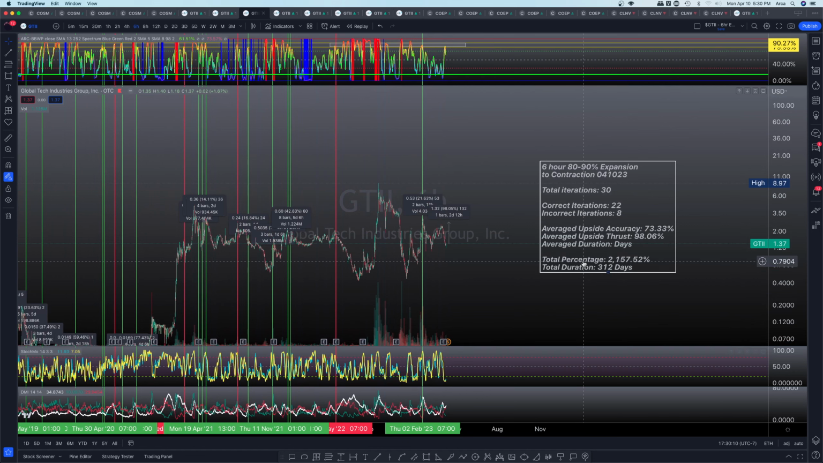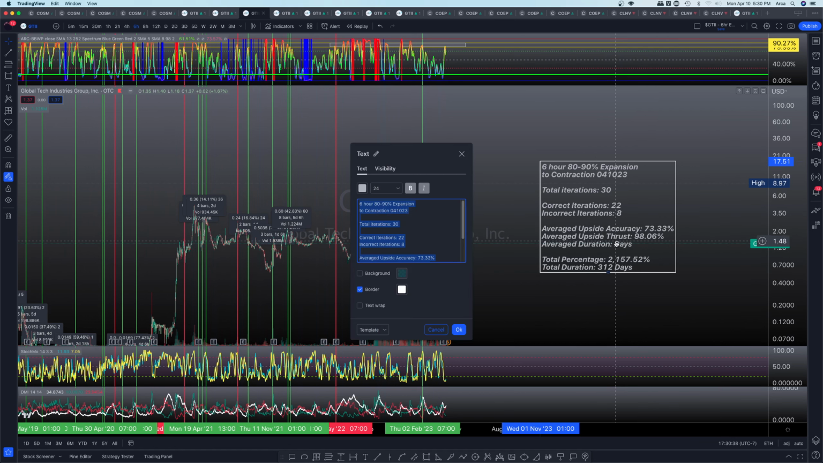I measured a total of 30 iterations, of which 22 were guessed correctly to the upside, giving us an averaged upside accuracy of 73.33%. Pretty good. Now the averaged upside thrust, upon meeting those conditions, was about 98.06%.